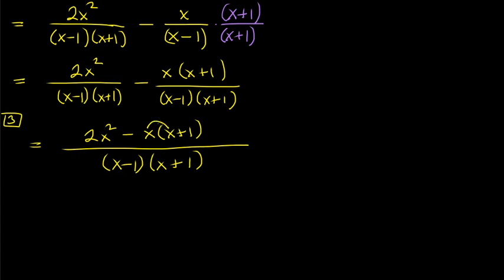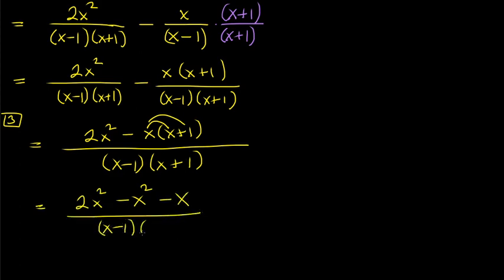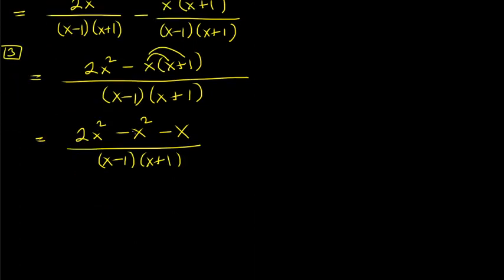So we have to multiply the x times x and x times 1, or I should say it's a minus x, right? So negative x times x is negative x squared, and negative x times 1 is just negative x. So just expand that out. And, well, 2x squared minus 1x squared is 1x squared. I don't need the 1, right? It's just x squared. Minus x. All over x minus 1 times x plus 1.